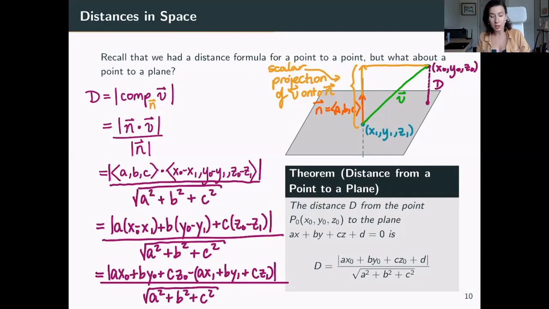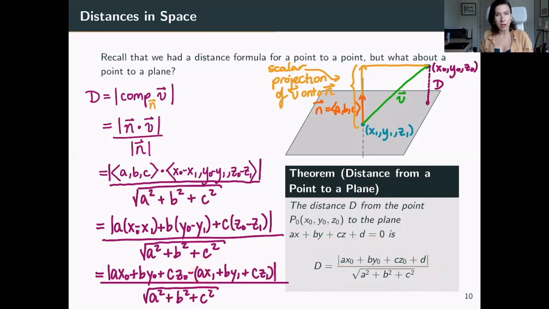So here, we're going to fast forward to the definition that says if I have a point x0, y0, z0, and a plane given by this equation, then the distance is this. I have the beginning expression, but the question now is why is that d apparently equal to this?